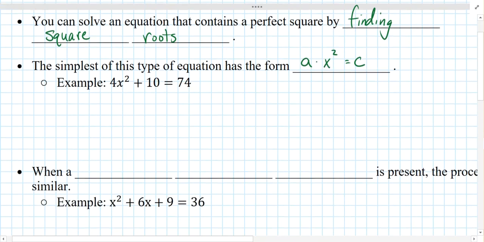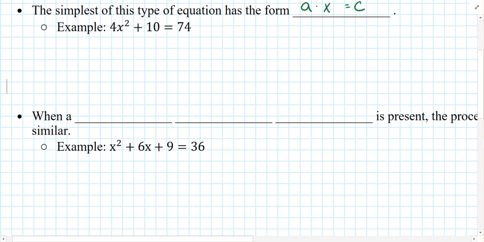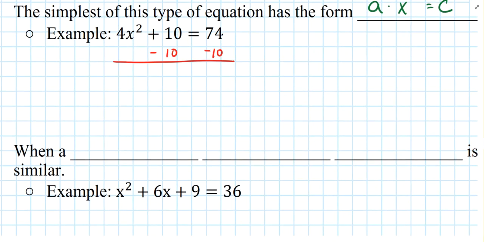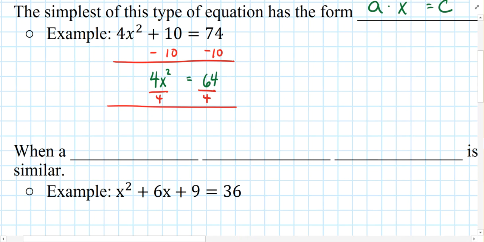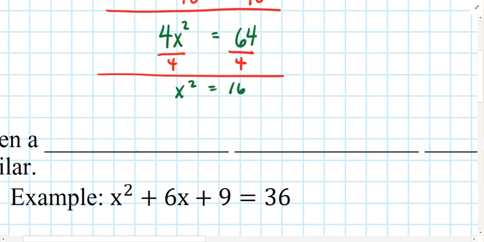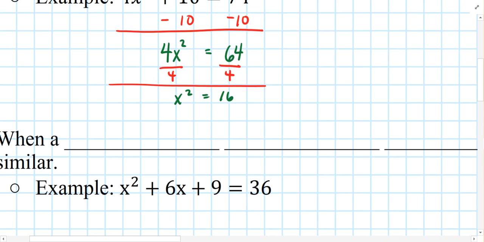Here's an example. First, we will subtract 10 from both sides of the equation. Then divide by 4. Now we have an equation that can be solved by finding the square root of 16.